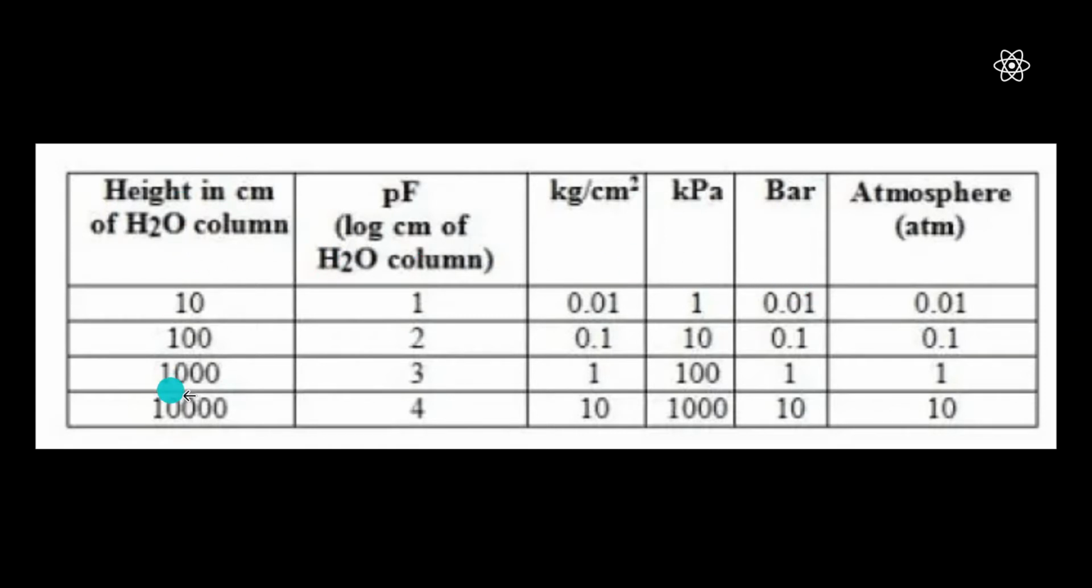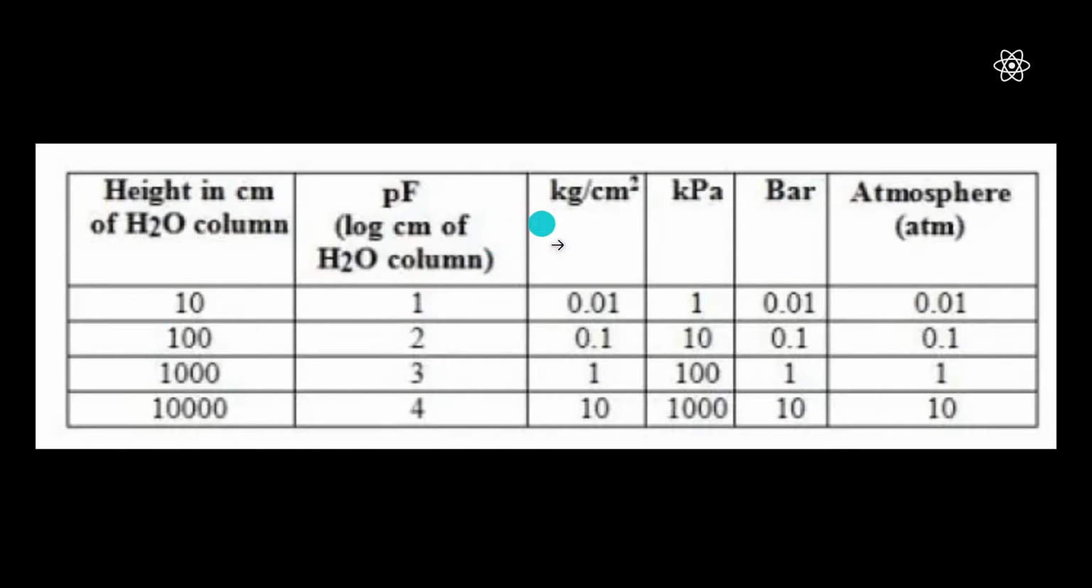We have 6 columns. Sorry for that. First column, we have height in centimeters of H2O column. Then, the second column, we have PF, log centimeter of H2O column. Then, the third one is kilogram per square centimeter. Then, the fourth one is kPa. Then, the fifth one is bar. And then, the last is atmosphere or ATP. So, if our height is 10, our PF is 1.